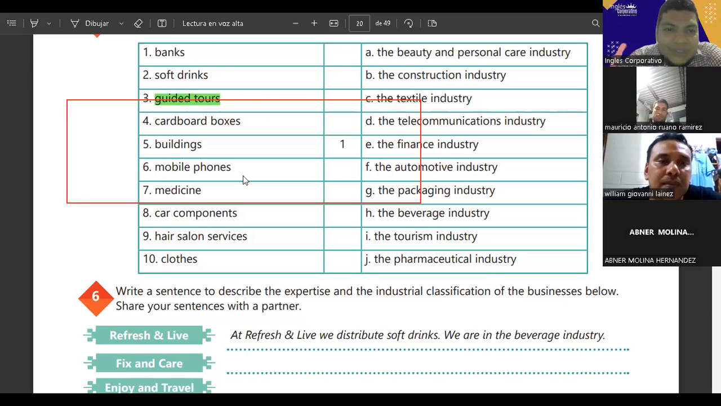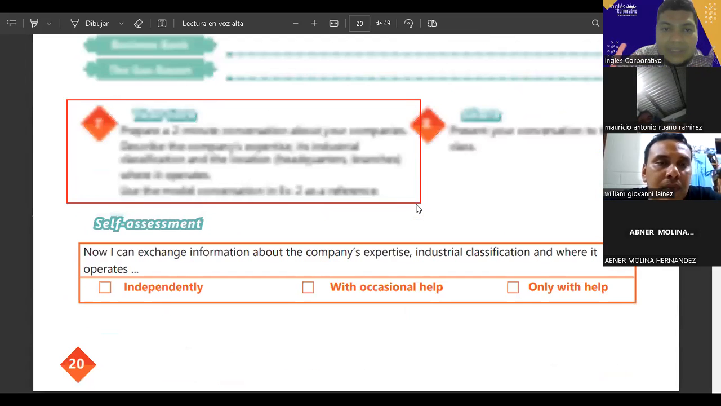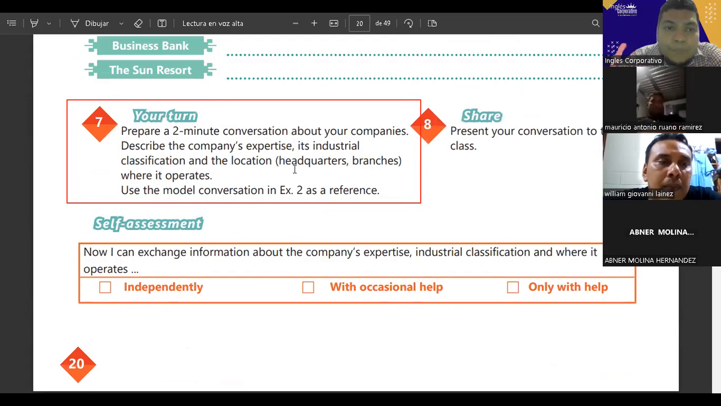So we are going to continue here, all right? And we are going to practice this quickly right here with our partners in the rooms, all right? So tú vas a presentar tu pequeña presentación, right? So you're going to have your own presentation about your company.